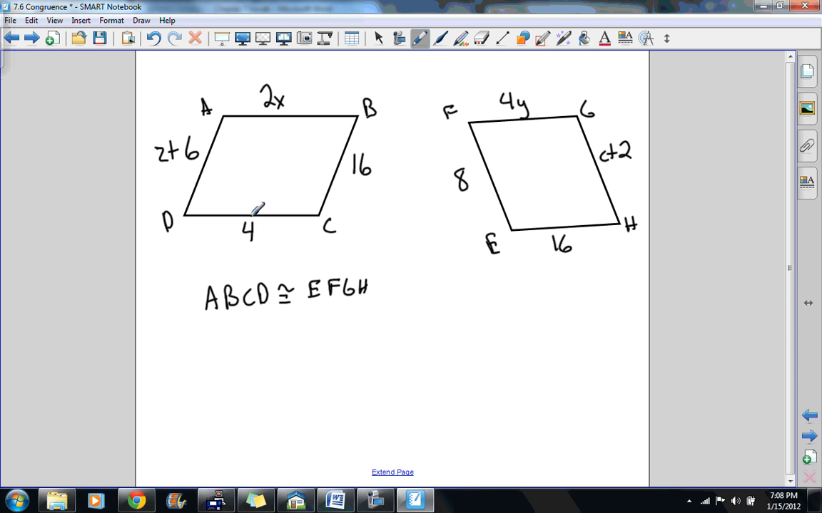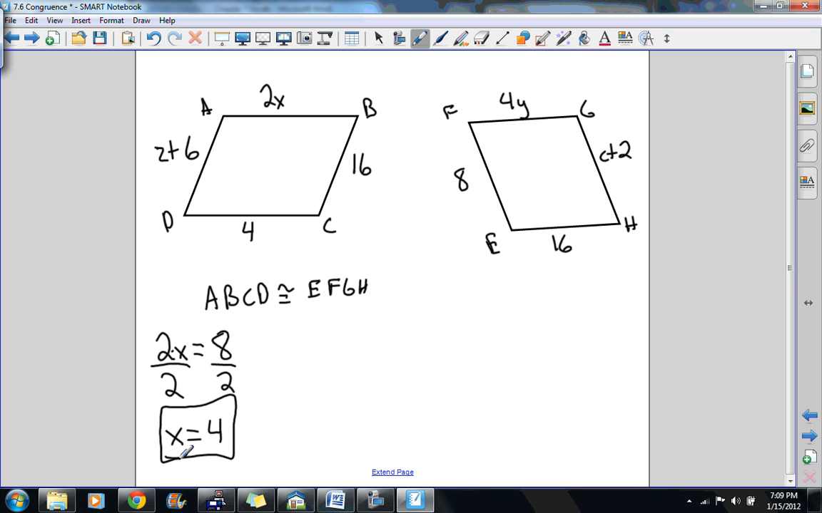Now I know side AB, here A to B, is going to be congruent to E to F, which is right there. So I know that 2X is going to be equal to 8, because that and that side are going to be equal to each other. Well, now I have 2 times X right here, and I need to figure out how to get the X by itself. Well, since those are multiplied, I'm going to divide. And now I know that X is equal to 4.